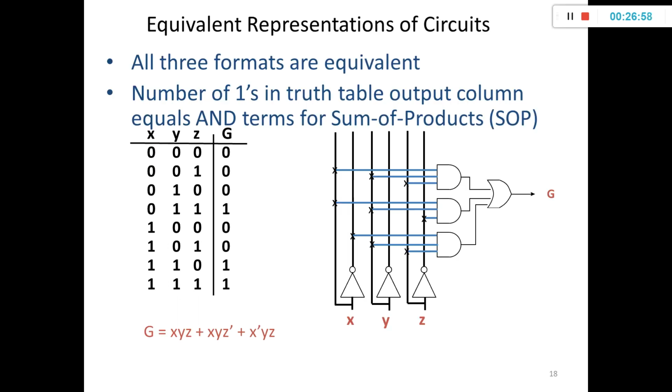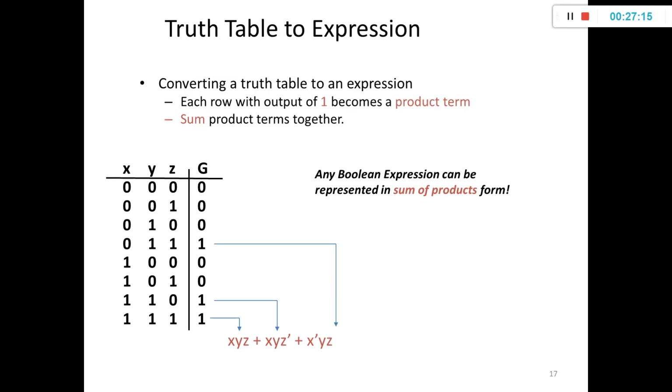Next, coming to the equivalent representation of the circuits, all three formats are equivalent. That is, the number of ones in the truth table output column equals the number of product terms in the sum of products. So whatever we had done earlier is also correct. So we have to draw the logic network for this, isn't it?